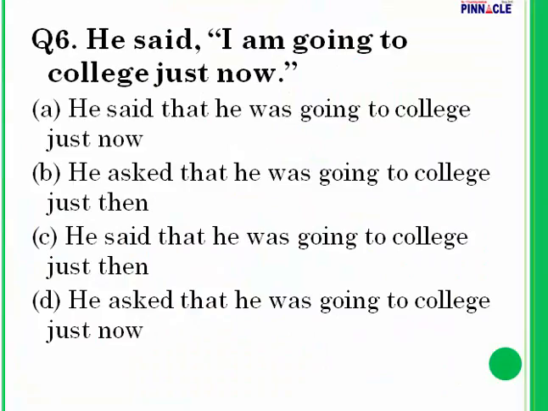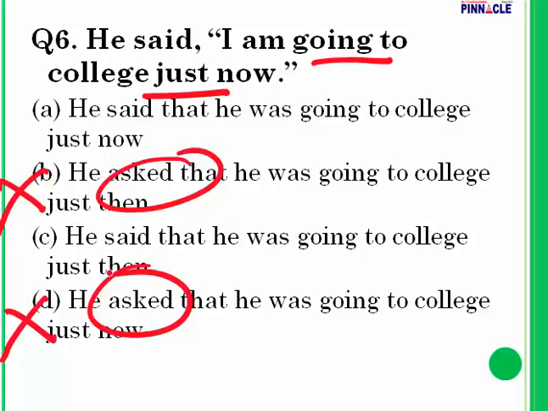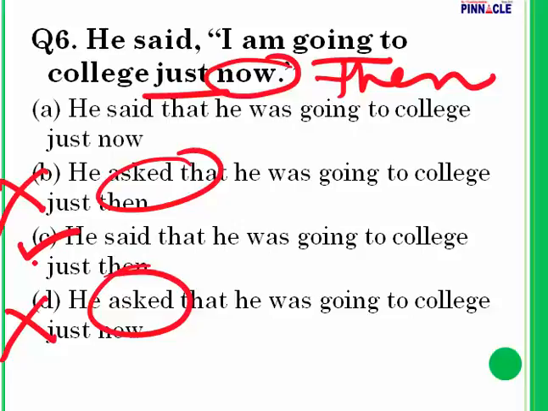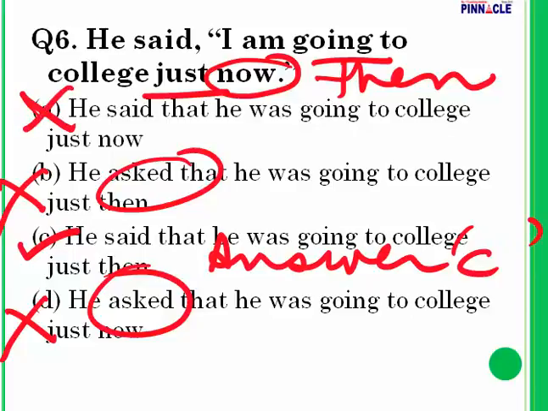Question number 6. He said, I am going to college just now. Now let's take a look at question number 6. Here he said, he's saying, he's not asking. So asked is incorrect. Here also asked is incorrect. B and D get eliminated. What are we left with? We are left with A and C. Now will change to then. And now has changed to then only in C. So my answer is C. Once you become an expert, you can even make it a little faster. So for question number 6, my answer is C.